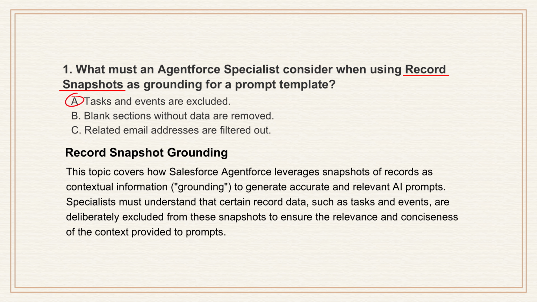Options B and C are more about making sure that the snapshot's content is optimized and that you're addressing any privacy concerns. Okay, so the key takeaway here is that you need to be really thoughtful about what data you're putting into a record snapshot, especially if you're going to use that snapshot as the grounding for a prompt template. You really need to think about whether that data changes frequently. And if it does, it's probably best to leave it out.